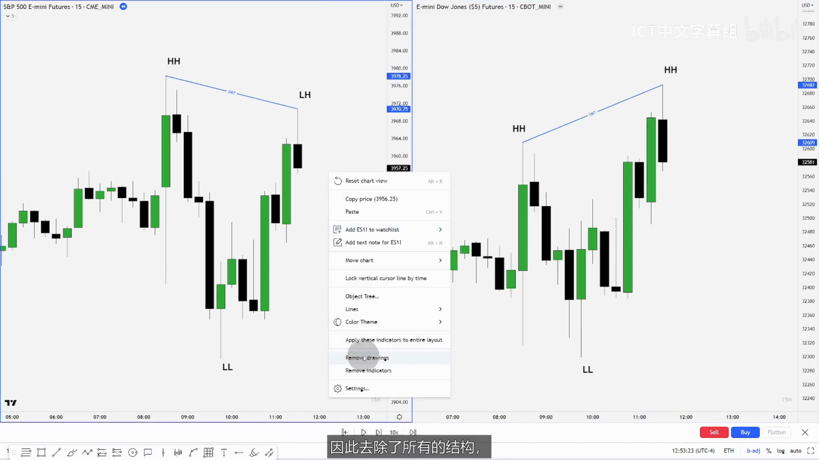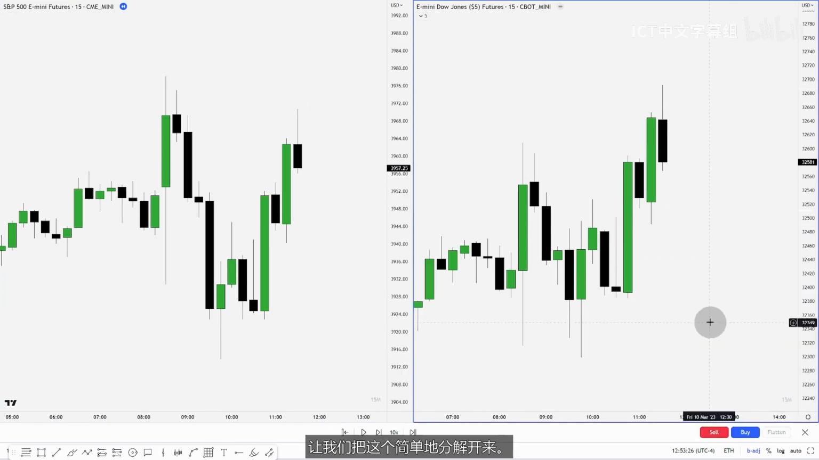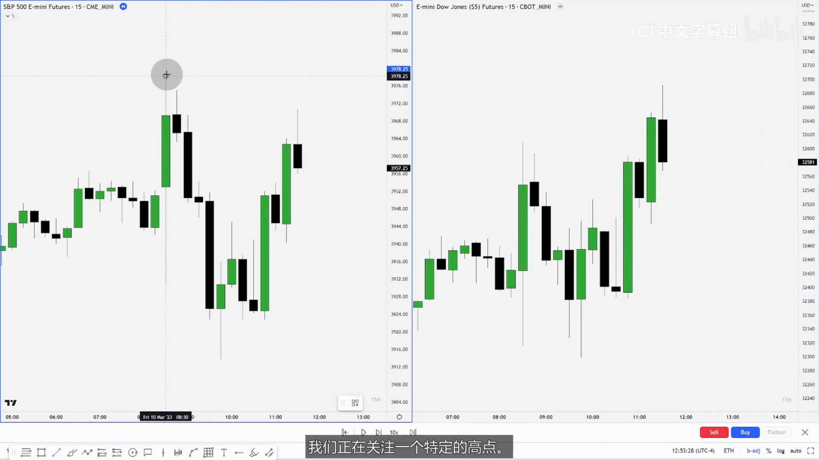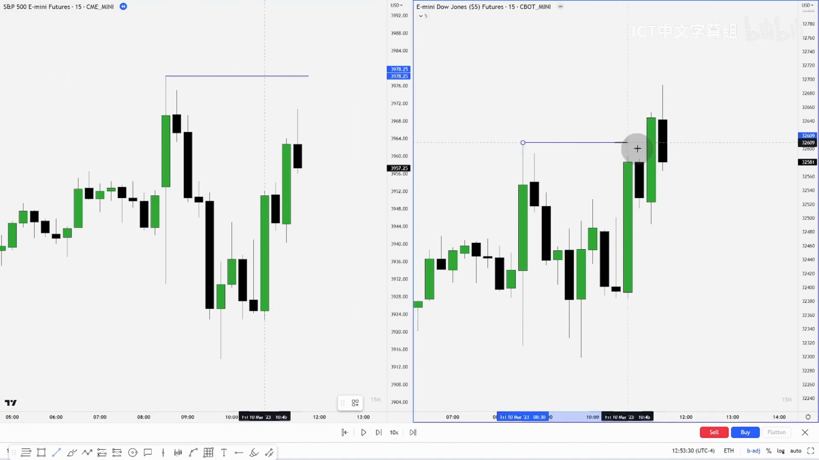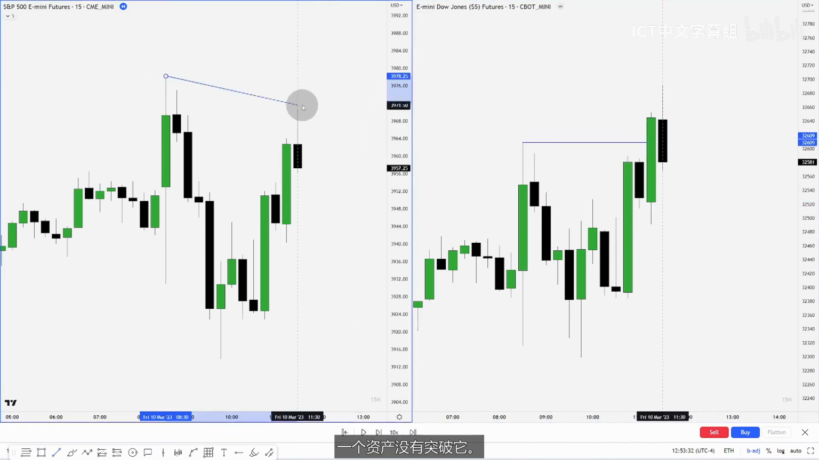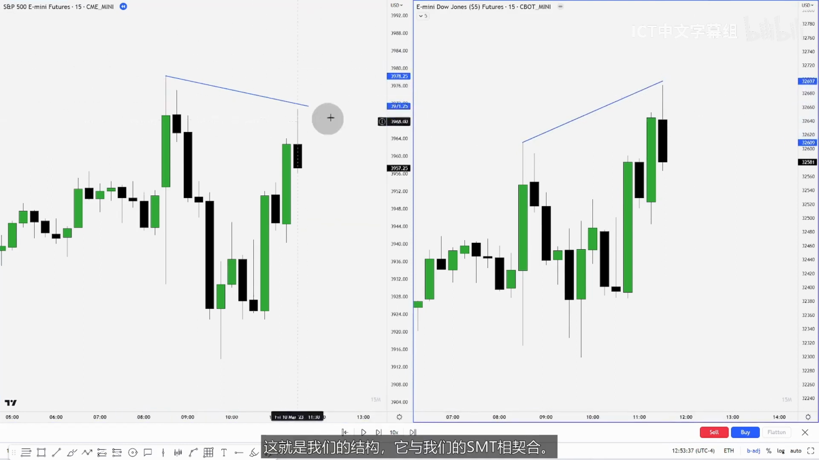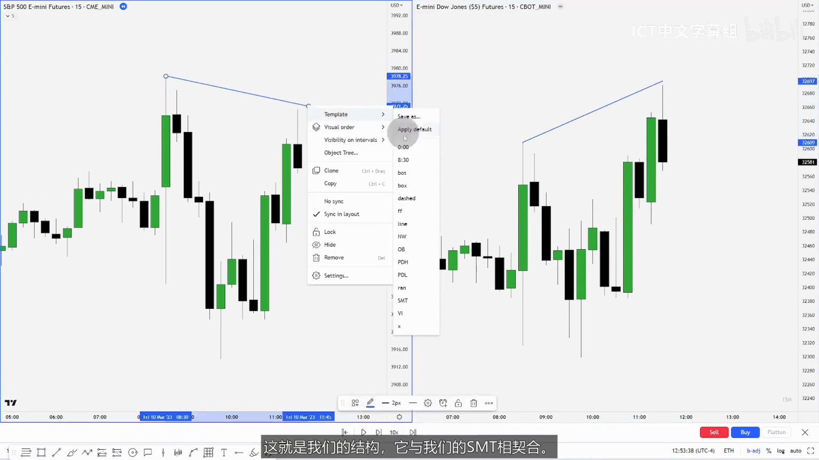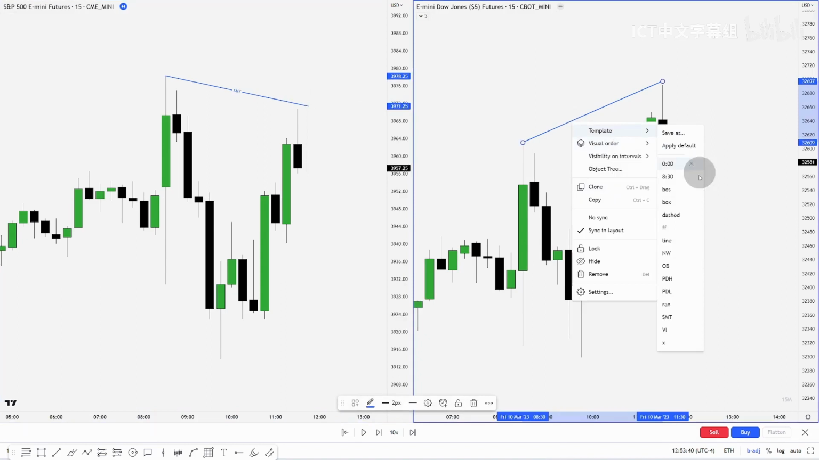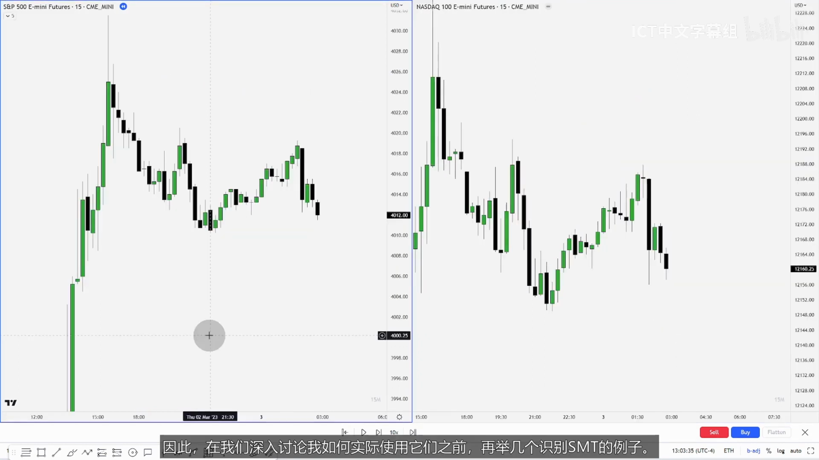So removing all the structure, let's break this down pretty simply. We have a certain high we are watching. One asset does not break it. One asset does break it. That is our structure that aligns to give us our SMT. So a couple more examples of identifying an SMT before we hop into how I actually use them.